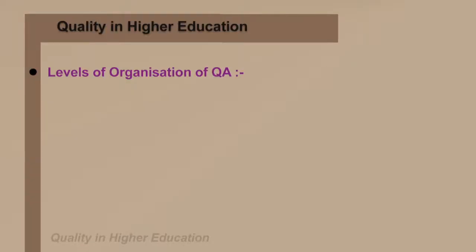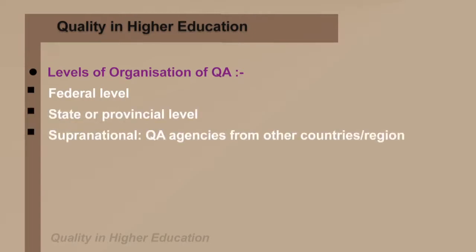Now, coming to the level of organization of quality assurance, quality assurance systems are organized globally at three levels. At the federal level, the central government is the regulator or assesses the higher education institutions. At the state or provincial level. And at the supranational level, where quality assurance agencies from various countries and regions come together and form a quality assurance network.